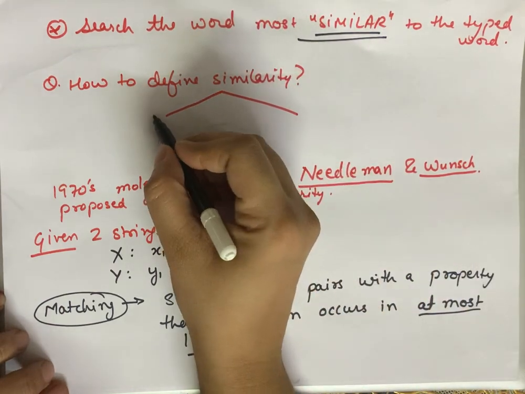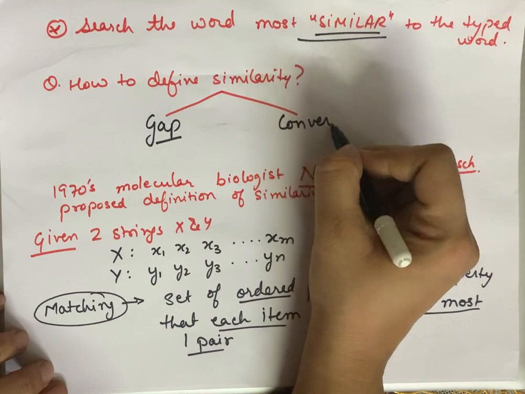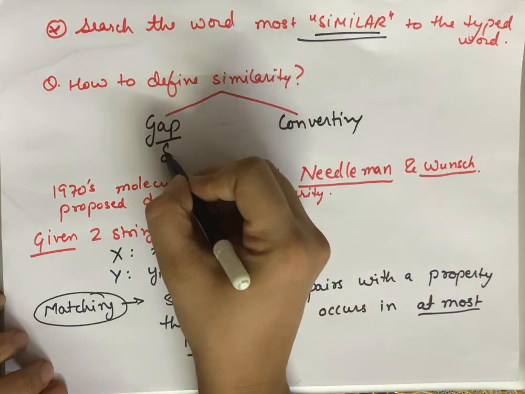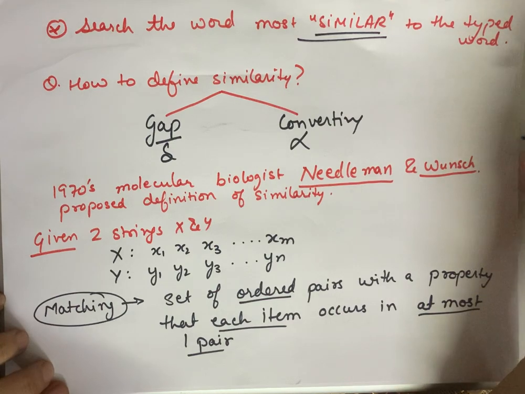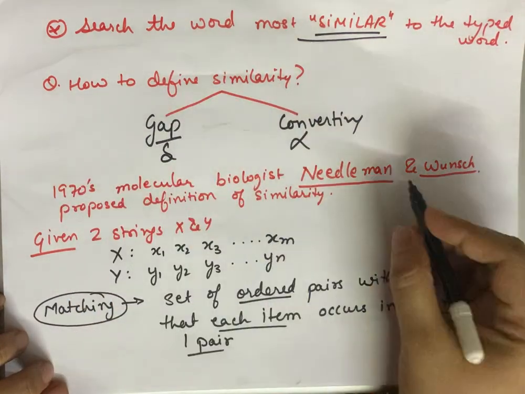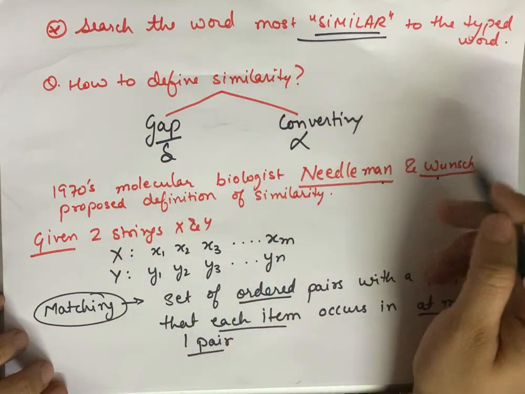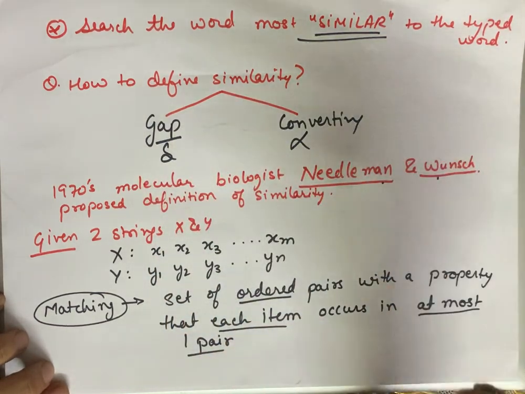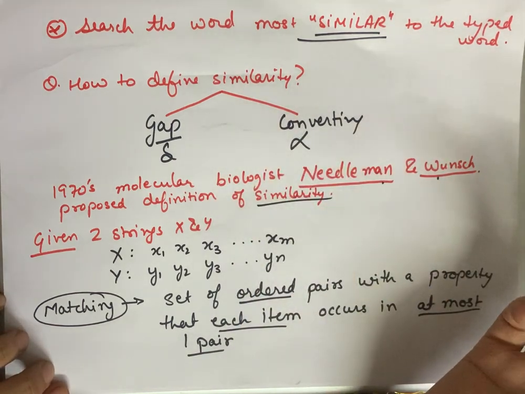Again, similarity can be defined by giving gaps or converting one alphabet to another. That is your delta and alpha. That is what similarity को हम इसी process में define कर सकते हैं. So in the 1970s Needleman and Wunsch, they were microbiologists, molecular biologists. They were doing some DNA matching. So they proposed the definition of similarity, and we have been following that definition ever since.